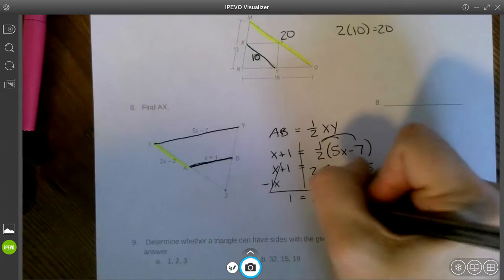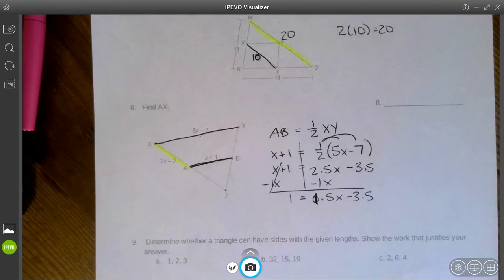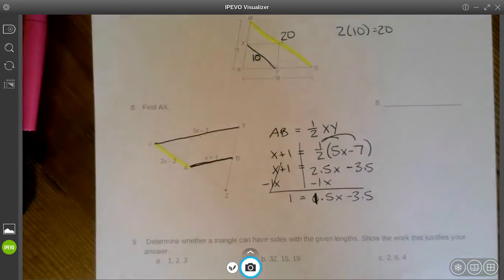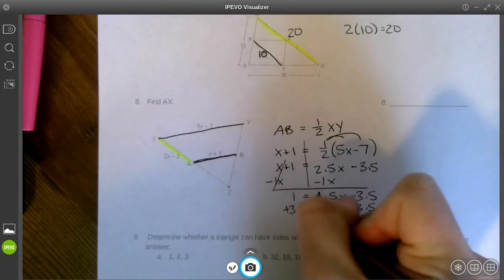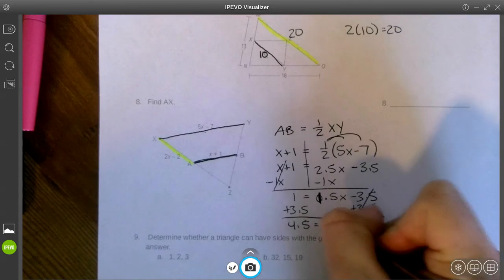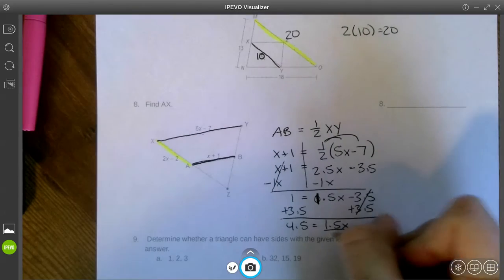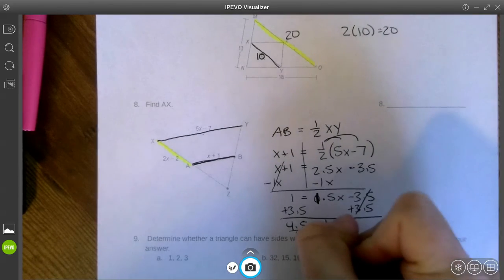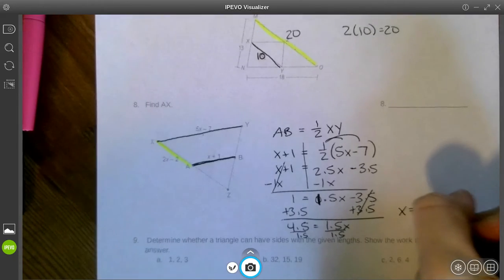Oops, sorry, not 0.5. 1.5x, sorry. 2.5x minus 1x is 1.5x. And I'm going to add 3.5 to both sides. And then divide both sides by 1.5. When I do that, I get x is equal to 3.